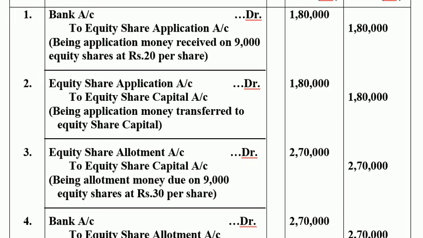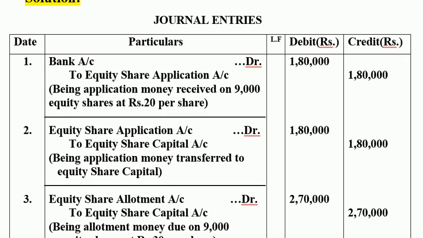Now, if you remember our first question which we took, there in all the cases we had these entries where the narration used to be application money received on 10,000 shares. So there is only one simple change. Instead of 10,000, the application received will be shown on 9,000 because the number of shares subscribed is 9,000 instead of 10,000, since it is undersubscription. So 9,000 multiplied by 20 rupees, your application money is 1,80,000.